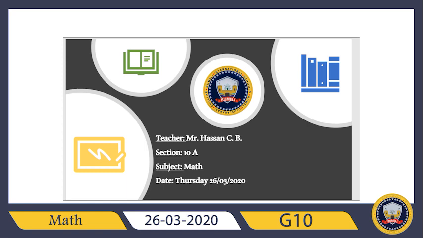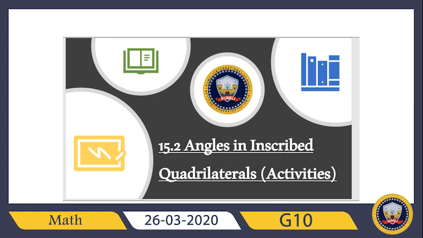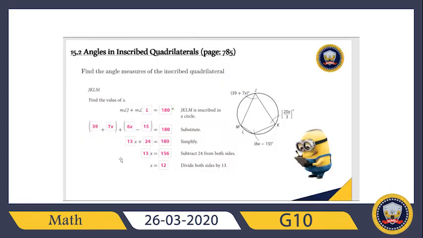We will continue and do some activities on the angles inscribed in quadrilaterals. Mainly we are going to apply the theorem that we've proven in the previous session. Let's take this example. Find the angle measures of the inscribed quadrilateral.